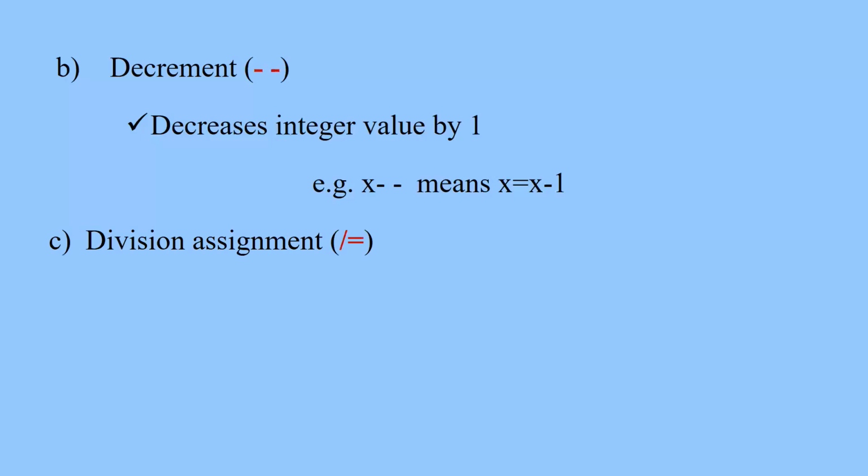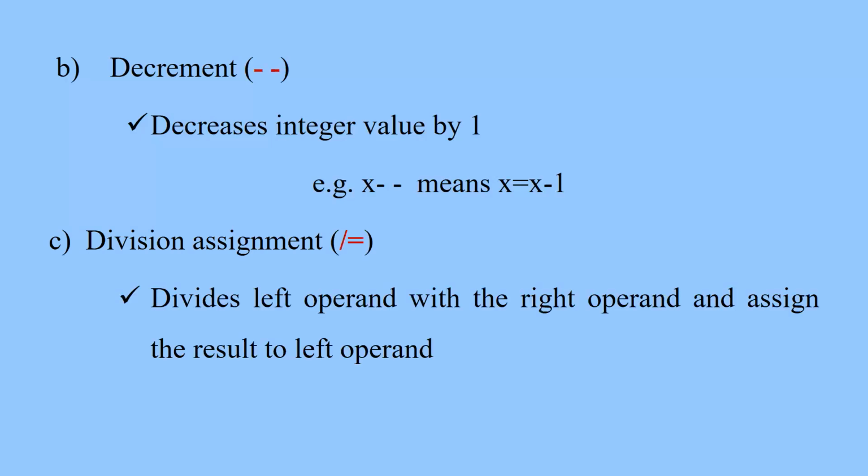Then we have division assignment. It divides the left operand by the right operand and assigns the result to the left operand. For example, if you have A division assignment B, it means get the content of the memory location called A, divide it by the content of the memory location called B, and assign the result back to the memory location called A.